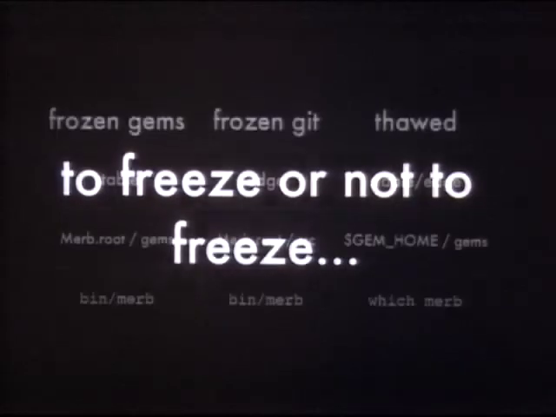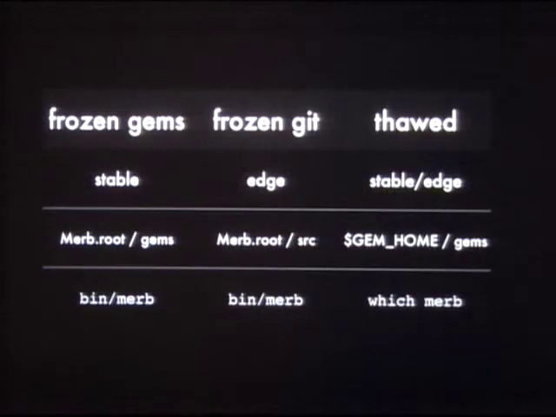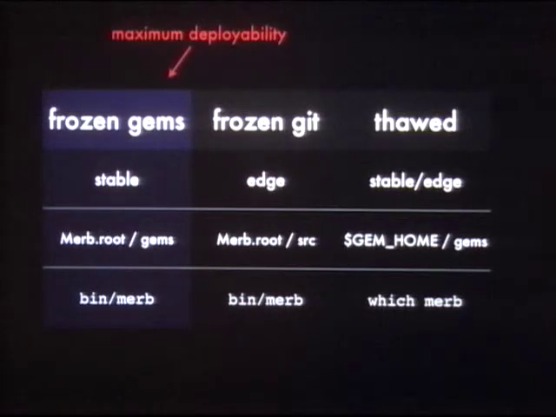So the question then becomes: to freeze or not to freeze. Here's a breakdown of all the different options that you have when you're running with frozen gems, frozen Git, or Thor. My personal preference is to use frozen gems. You get the latest stable release. Everything is stored and componentized within the application. You boot it using bin/merb.